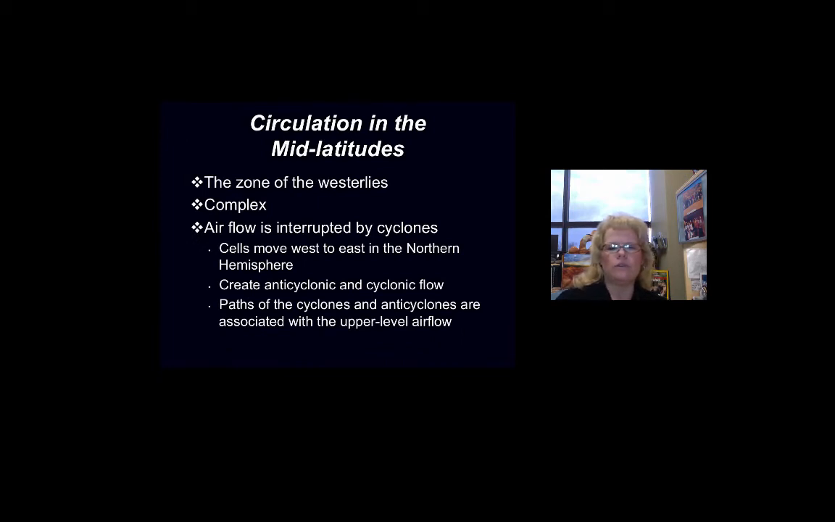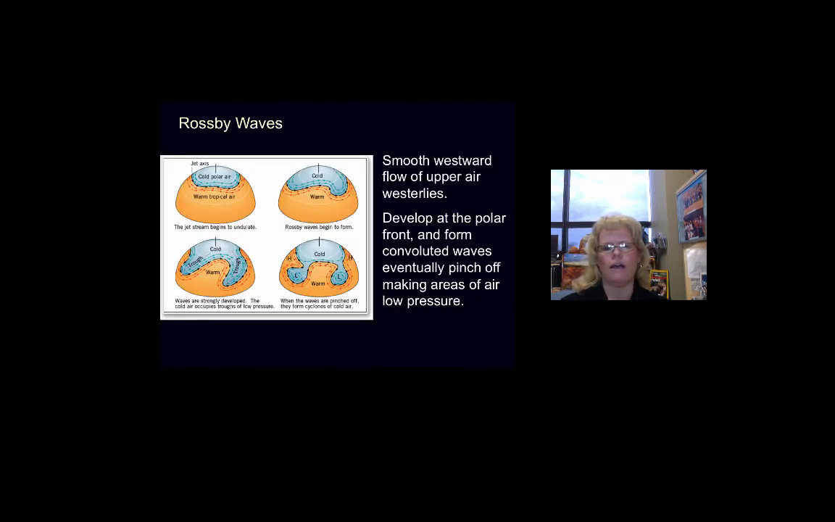In the mid-latitudes, this is the zone where we create the westerlies. It's a very complex set of air conditions, and the airflow never stays the same because it's constantly interrupted by storm systems known as cyclones. Cells tend to move from west to east in the northern hemisphere, and they create two types of patterns, an anticyclonic and a cyclonic type of flow. The paths of these weather systems are associated with the upper level airflow, which dictates which one you're going to have.